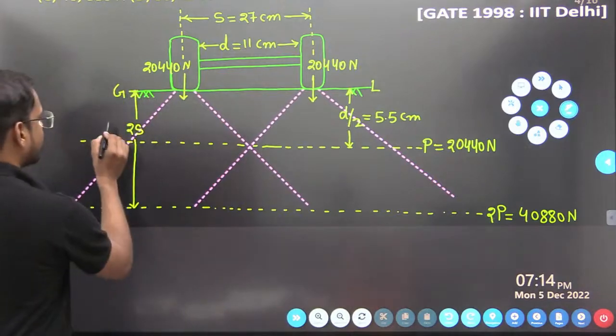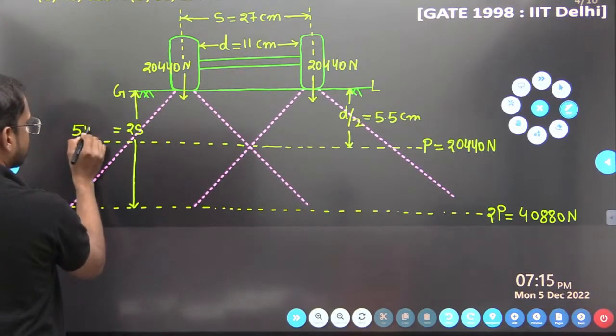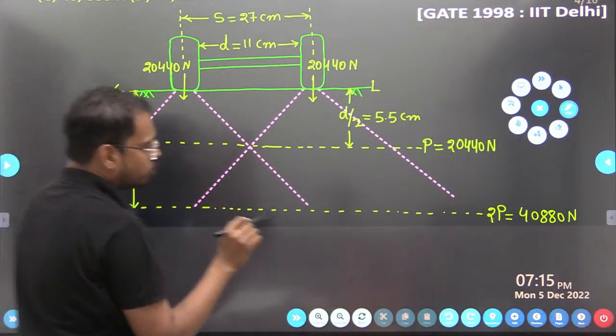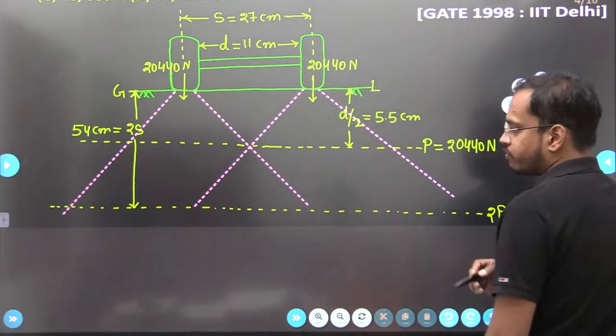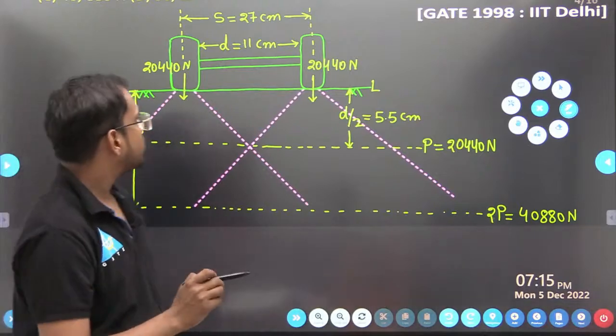So 2s is equal to S, that means 27, that means for 54 centimeter depth below, the load becomes equal to 2p, that means 40,880 newton. What is the main question?